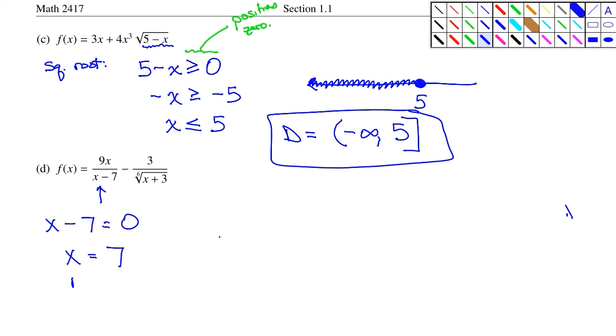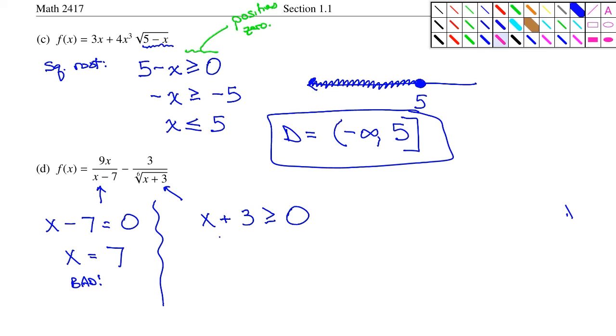This is a bad point. We'll exclude it in our number line in a moment. Next, we have the 6th root of x plus 3. And because it's a 6th root, we would set the inside of the 6th root greater than or equal to 0. But where is that 6th root? That 6th root happens to be in the denominator.